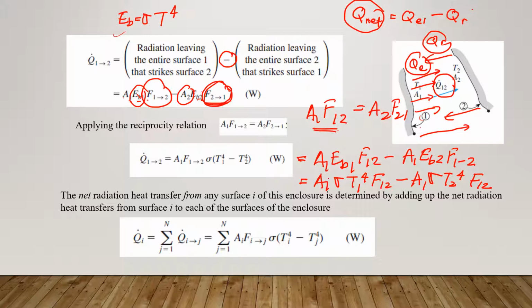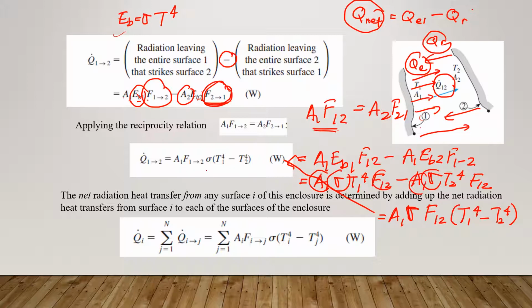From here we can see that we can simplify this equation. Therefore it becomes A1 Stefan-Boltzmann F1 to 2 in a bracket, T1 to the power of 4 minus T2 to the power of 4. So the equation becomes like this.